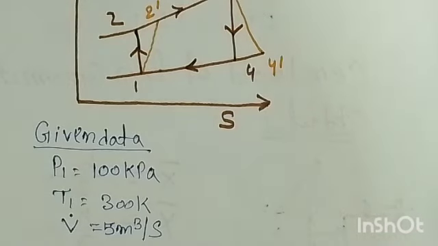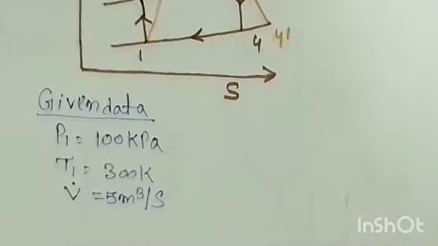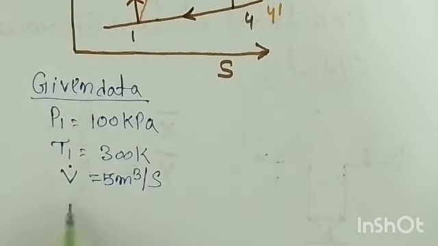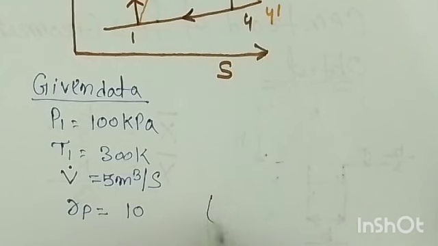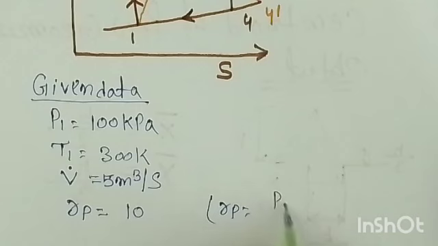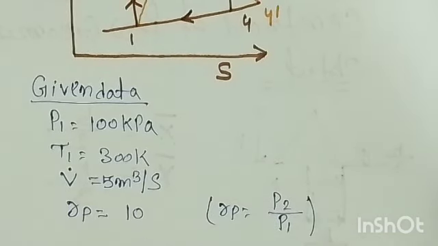The compressor pressure ratio is 10. The compressor pressure ratio means Rp is equal to 10. For better understanding, you can write here that Rp is equal to P2 by P1. This is the compression pressure ratio.